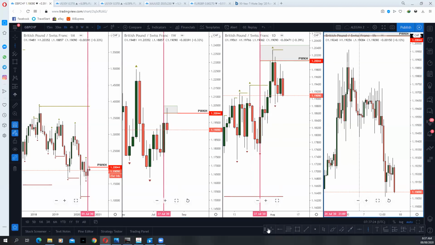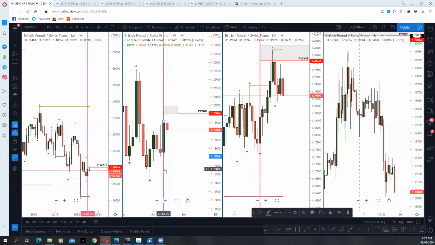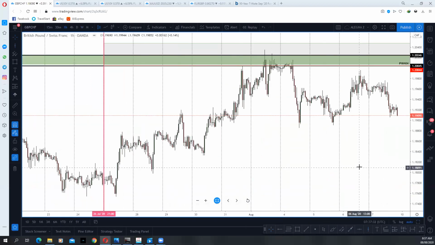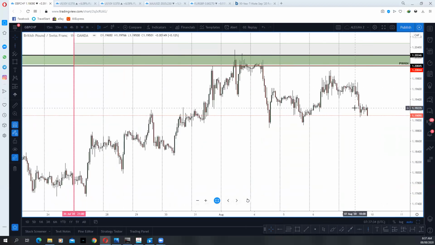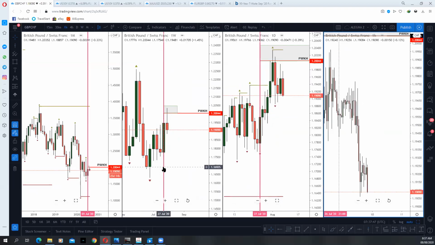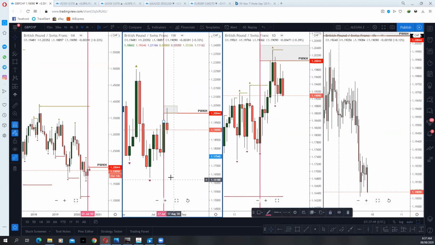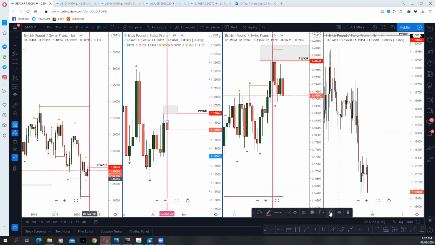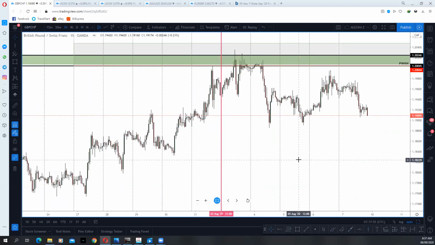So now let's go to the daily time frame. This is Friday. This is Thursday. This is Wednesday. This is Tuesday. This is Monday. I want to put this line at the beginning of the new week so that it's easy to see on the 1 hour. So this is where it starts from: 5, 4, 3, 2, 1.